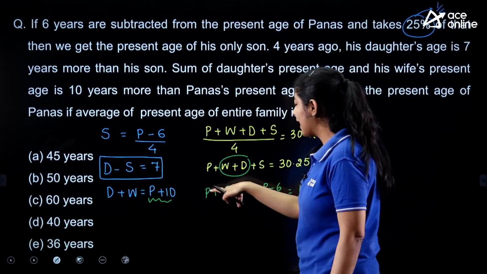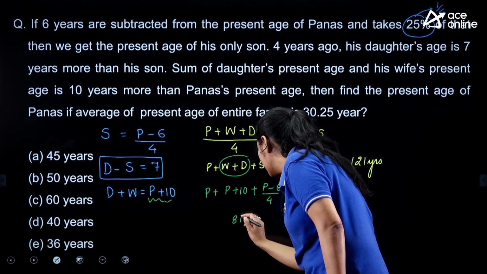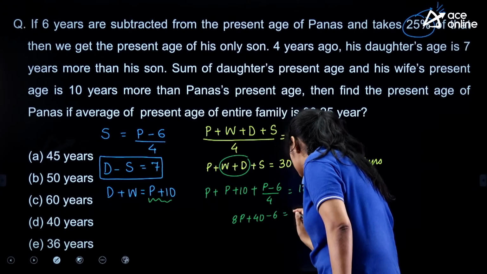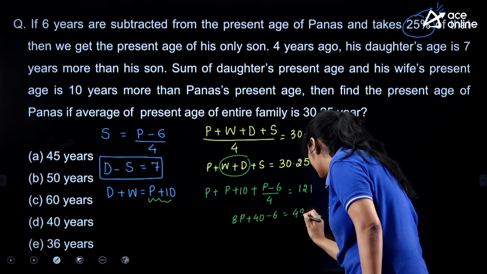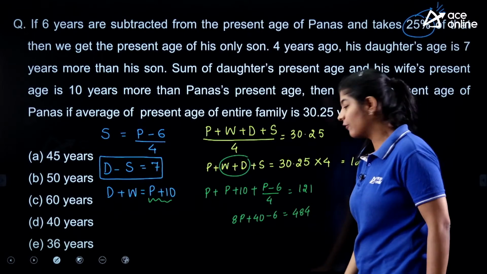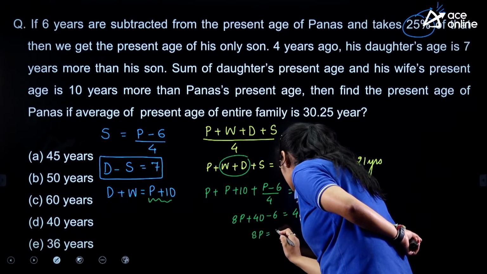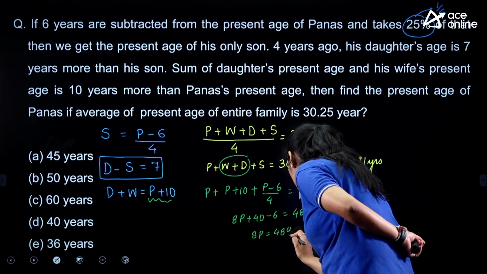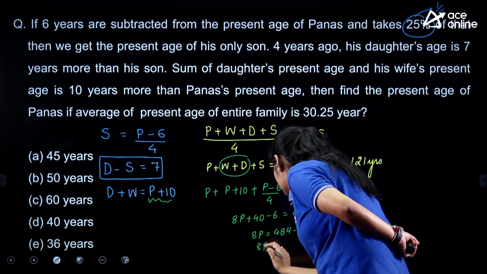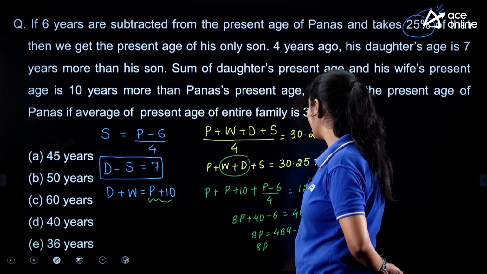Here, if we take the LCM, we can write it as 8P plus 40 minus 6 equals 484. Now we simply need to calculate the value of P. So 8P is nothing but 484 minus 34. So this is 8P, and here we have one more P.